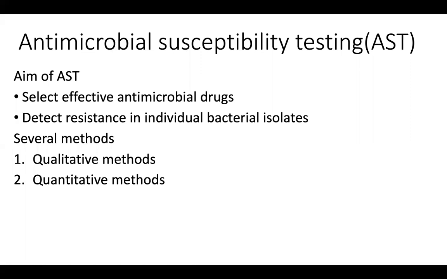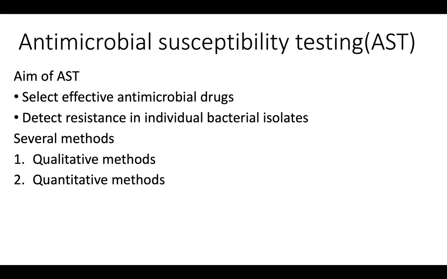There are several methods of carrying out antimicrobial susceptibility testing, generally divided into two: qualitative methods and quantitative methods. Qualitative methods only answer the question, is it susceptible or is it resistant? So it's either yes or no. The result looks like this: you isolated this bacterium from the patient's sputum, a patient who had pneumonia.